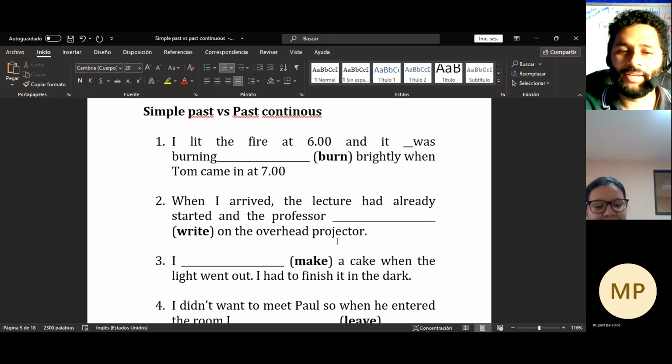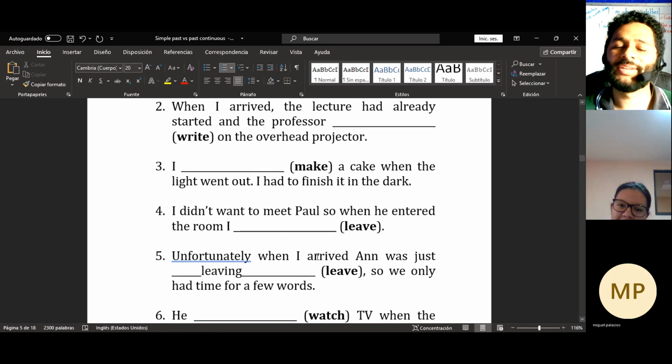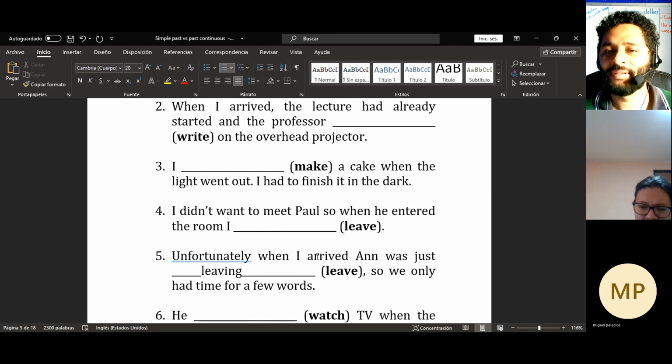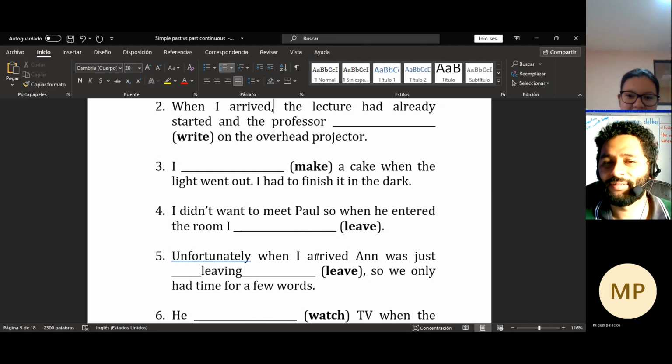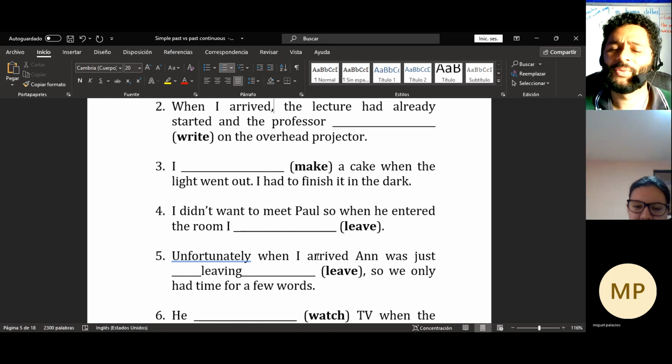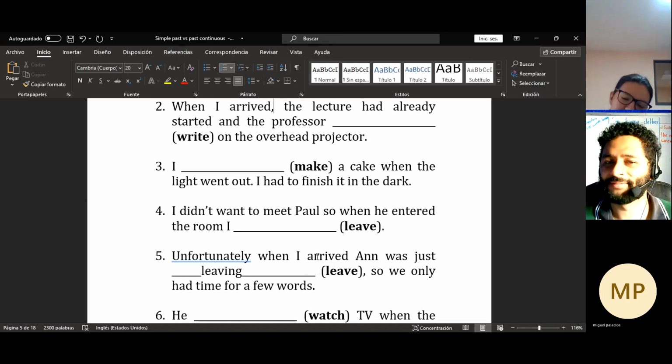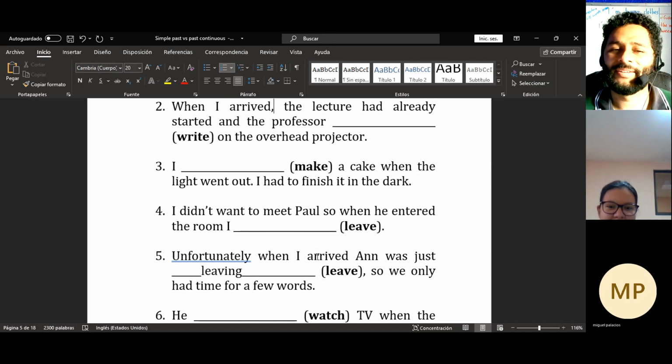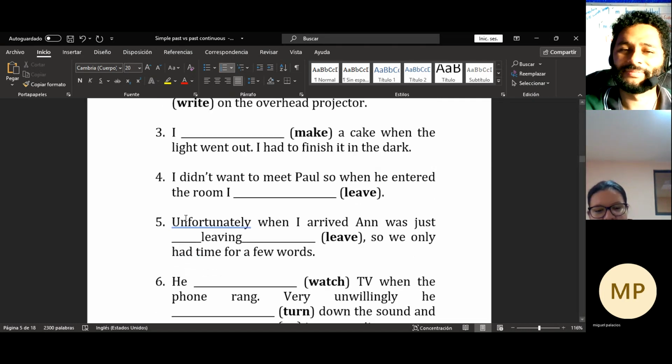Okay, so number 3, you have make. I was making a cake. When the light went out, I had to finish it in the dark. Exactly. So, what did you say in Spanish in the other one? Yo estaba haciendo un pastel cuando la luz se fue y tuve que terminarlo en la oscuridad. Exactamente. Okay, so number 4.